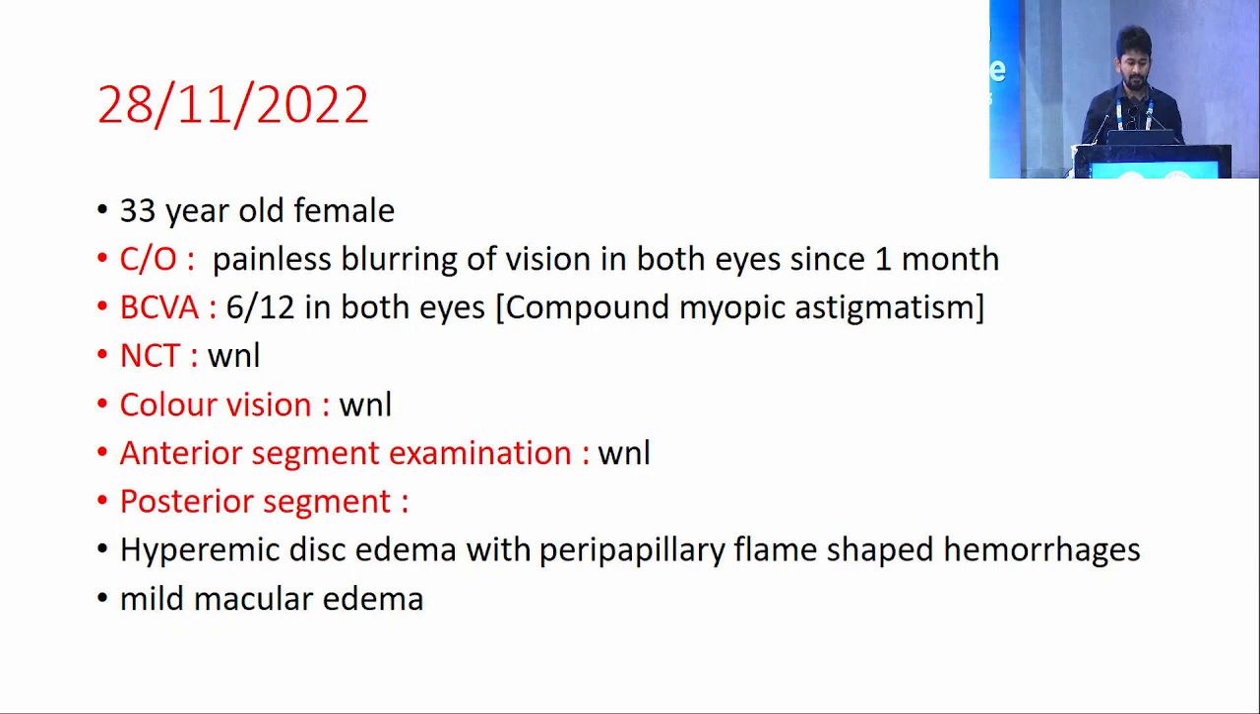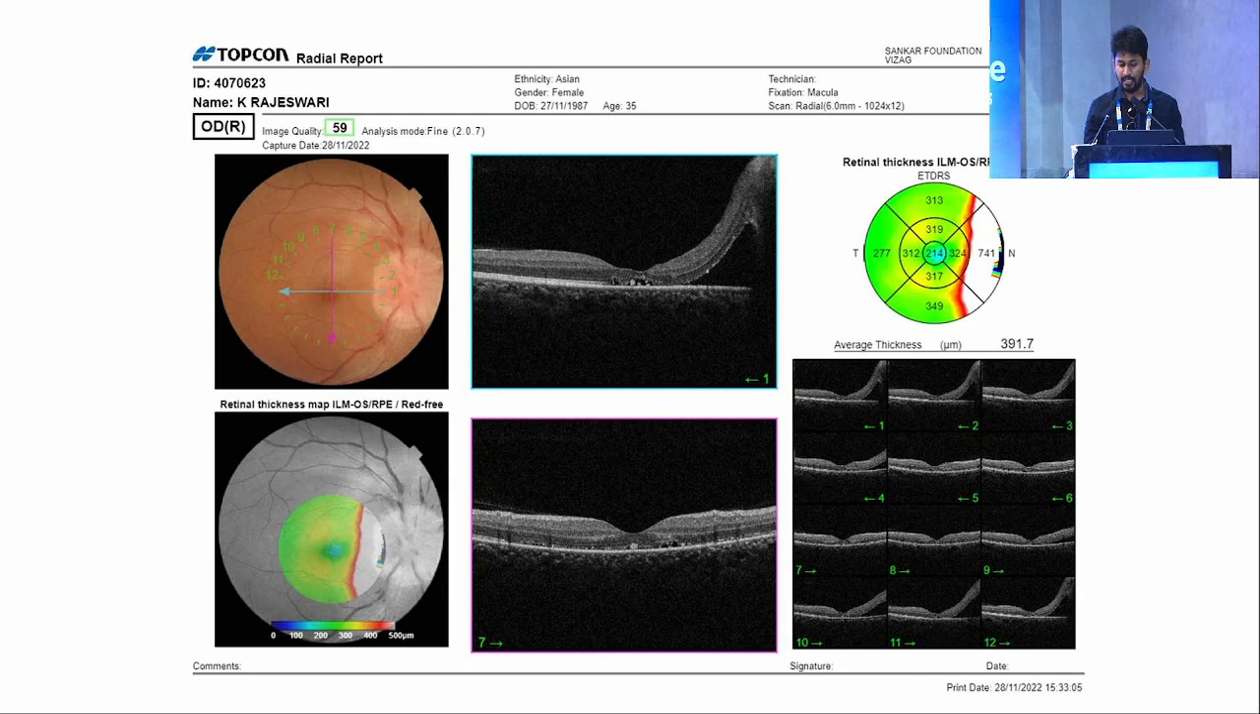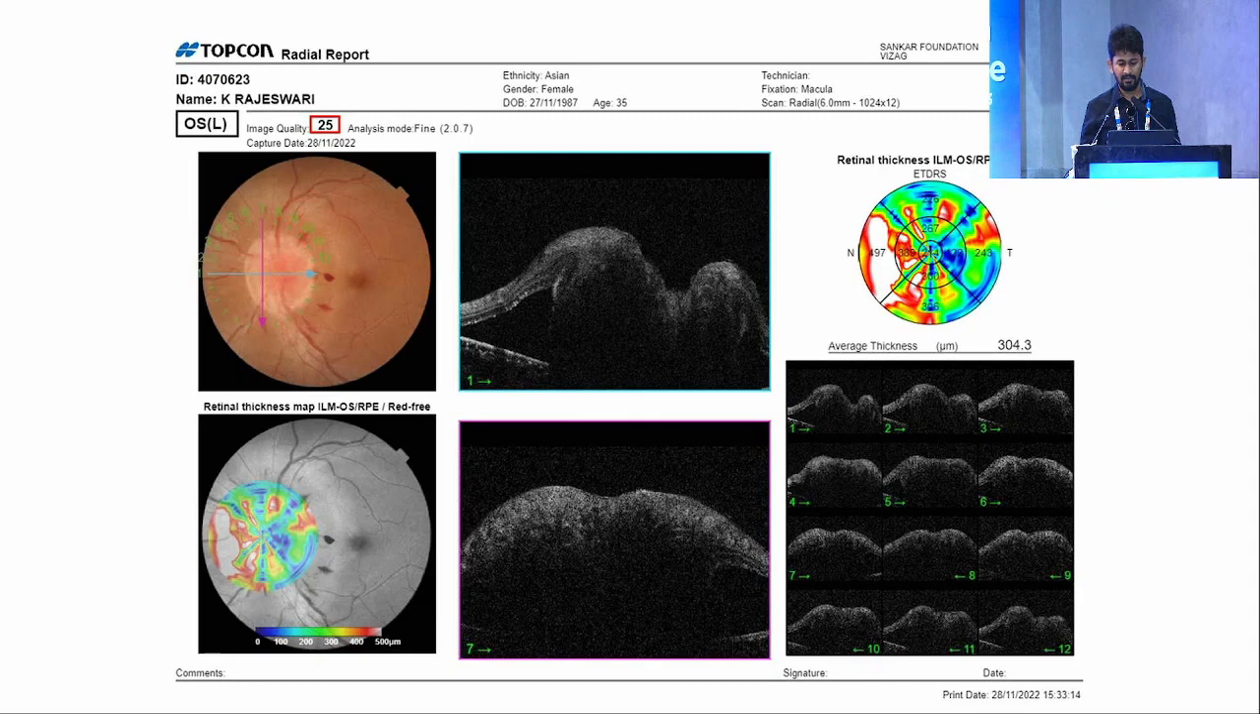Anterior segment examination was normal, whereas posterior segment examination showed hyperemic disc edema with flame-shaped hemorrhages in both eyes, with macular edema, especially in the nasal macula, and small round hypopigmented subretinal lesions at and around the fovea in both eyes. OCT showed neurosensory detachment along with hyperreflective foci between NSD and RPE in both eyes. So this is the OCT of the respective eyes.